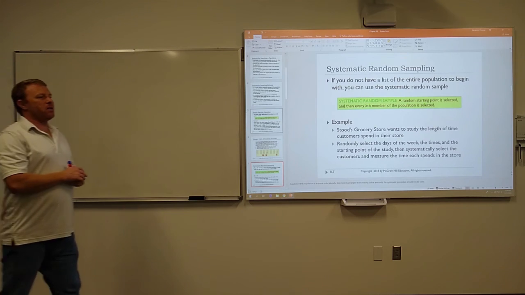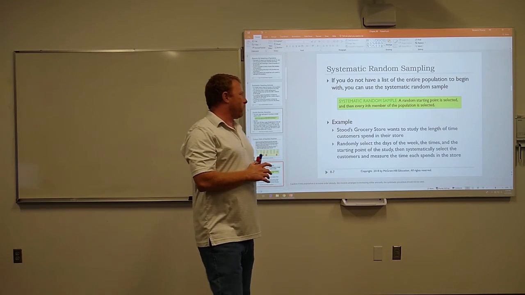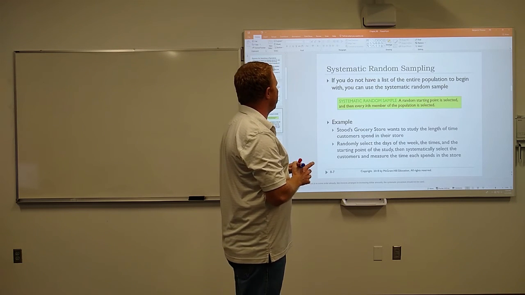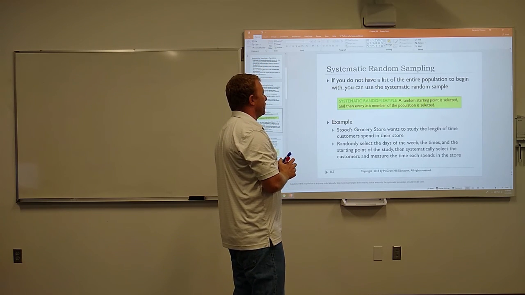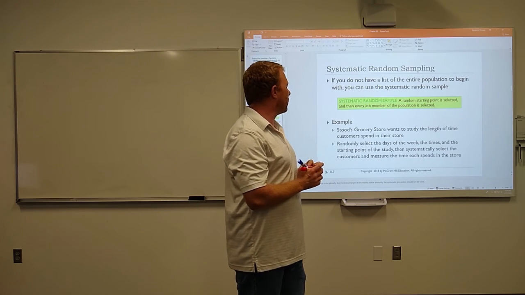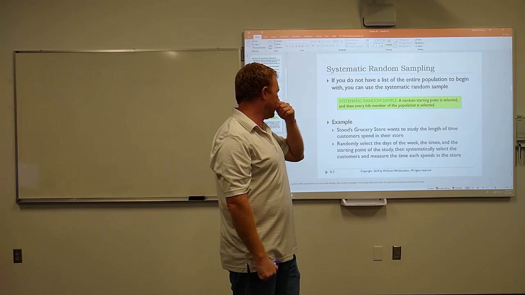Now let's step it up one notch with systematic random sampling. Okay? So if you don't have a list of the entire population to begin with, you can use systematic random sampling. You have a random starting point that's selected, and then every k-th member of the population is selected. Okay?